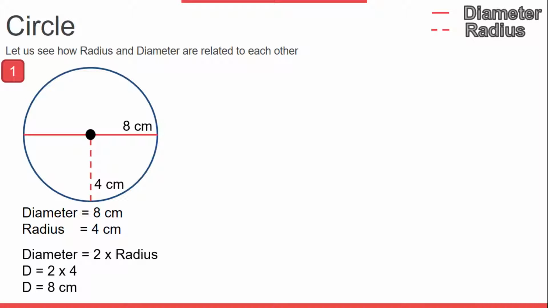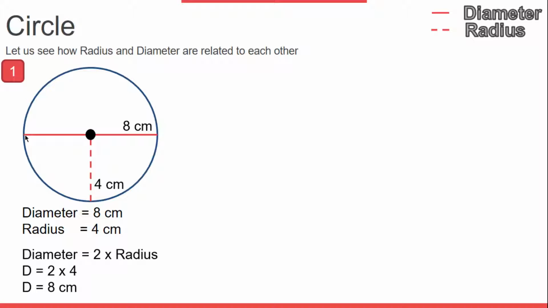That means that this diameter, if broken into 2 halves, makes a radius for each half. Okay, so that means from this point to here would be 4 centimeter, and from this point to here would be 4 centimeter. 4 plus 4 gives me 8. So diameter is nothing but 2 times the radius.